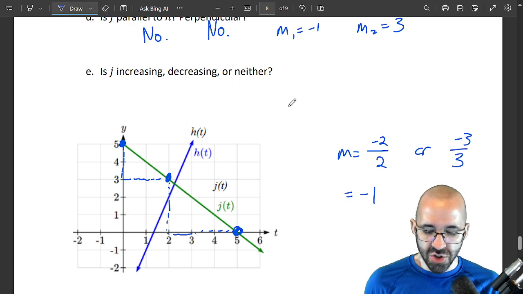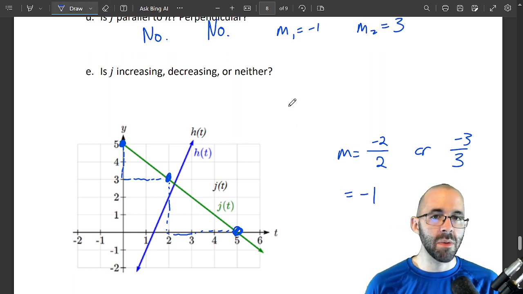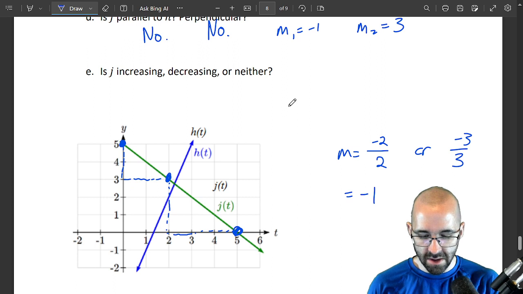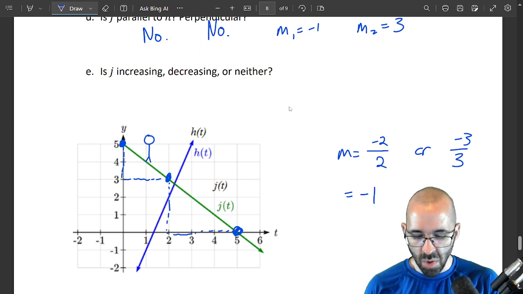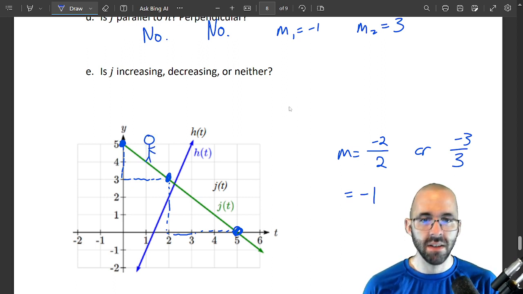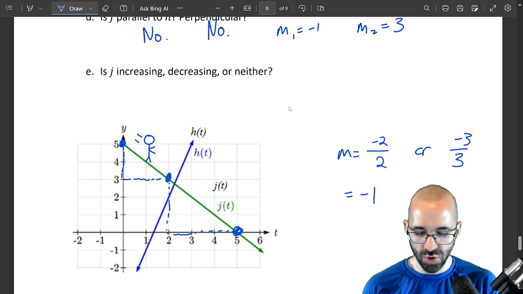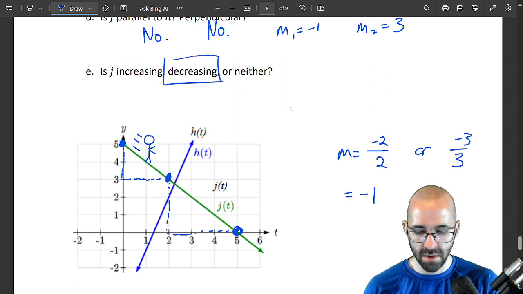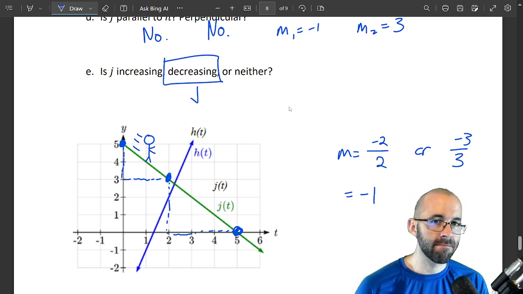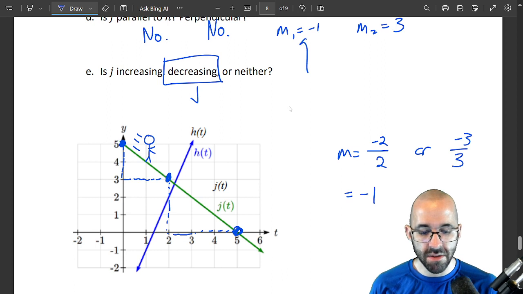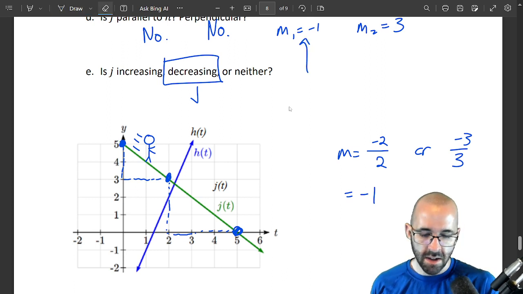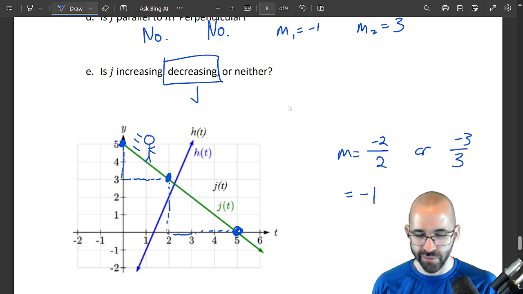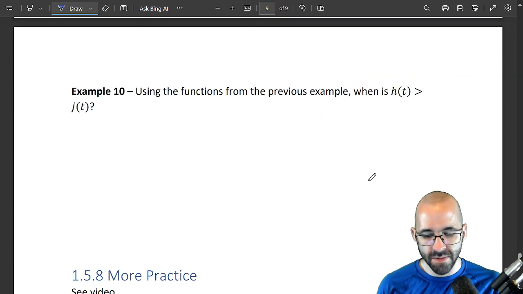Is j increasing, decreasing, or neither? Remember, that always talks about left to right. You have somebody walking on j from left to right. Are they going up, down, or neither? They're going downhill. Decreasing. Because the slope is negative. And the person's walking downhill. Hopefully those are the answers that you got.